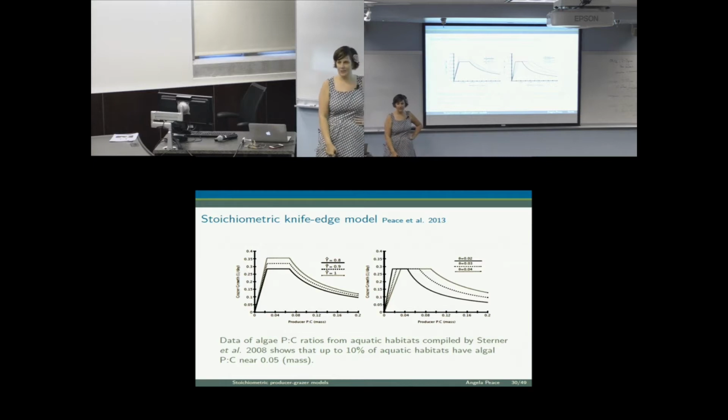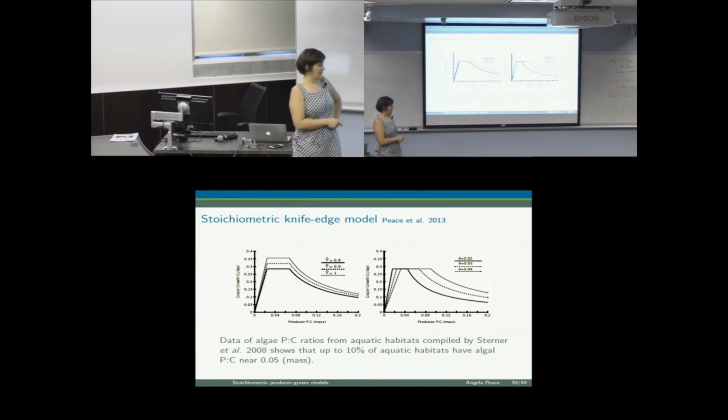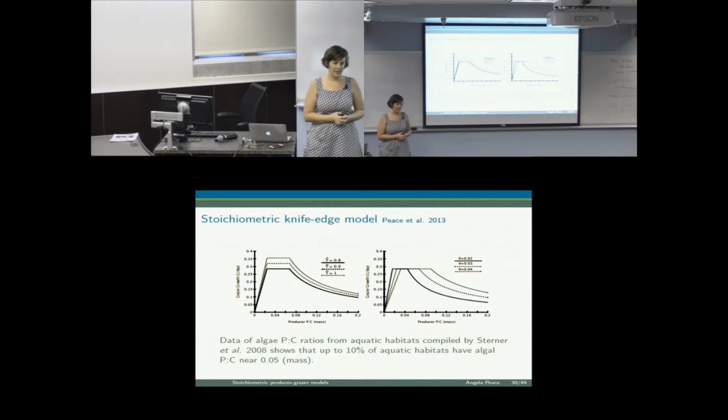And I am talking about very high levels of phosphorus. So it's good to check to make sure this is actually a relevant problem to be talking about. So data collected by a lot of people, but compiled by Robert Sterner, of all the different algae phosphorus to carbon content ratios in a lot of different aquatic ecosystems. This looked at rivers as well as lakes in coastal regions.